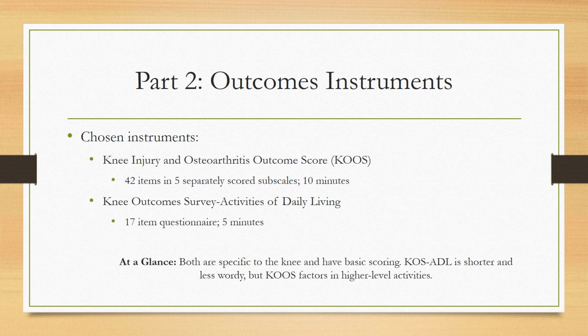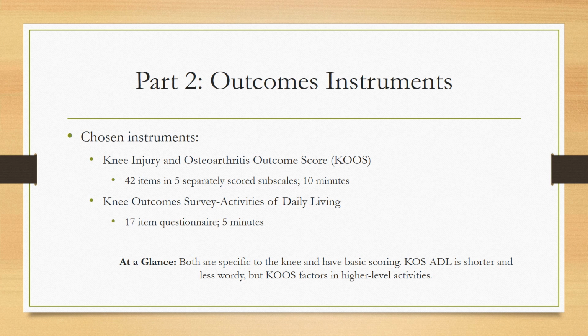The outcome instruments I chose to evaluate for this patient include the knee injury and osteoarthritis outcome score, which utilizes 42 items and 5 separately scored subscales. This instrument takes about 10 minutes to complete. The second instrument, the Knee Outcome Survey Activities of Daily Living, is a 17-item questionnaire and takes about 5 minutes to complete. At a glance, both are specific to the knee and have basic scoring.